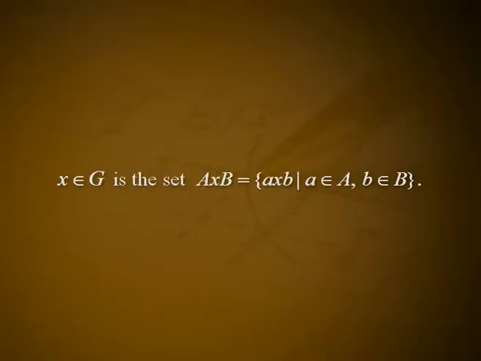The equivalence class of x belongs to G is the set AxB, equal to the set of all axb such that a belongs to A and b belongs to B. Definition 3. The set AxB, seen just above, is a double coset of A and B in G. If A and B are finite subgroups of G, the double coset AxB need not be a subgroup of G. Yet we ask how many elements are there in the double coset AxB. The answer is given in the following lemma.